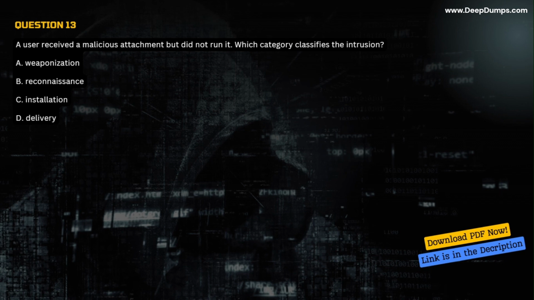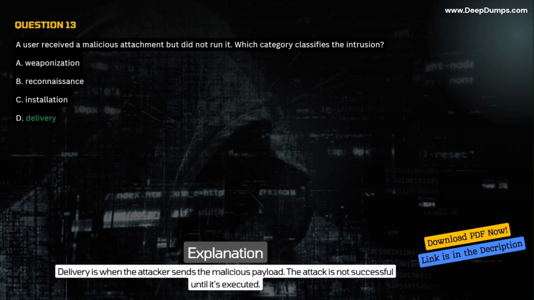Question 13. A user received a malicious attachment but did not run it. Which category classifies the intrusion? A. Weaponization. B. Reconnaissance. C. Installation. D. Delivery. Correct answer D. Delivery. Explanation. Delivery is when the attacker sends the malicious payload. The attack is not successful until it's executed.